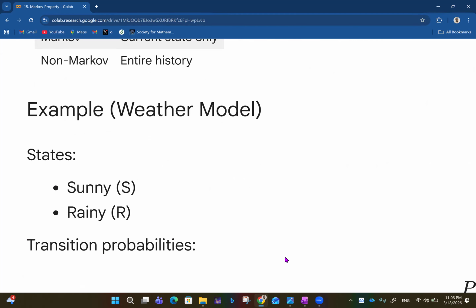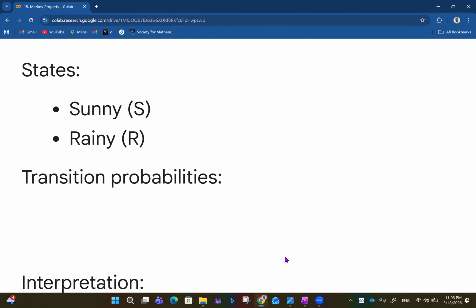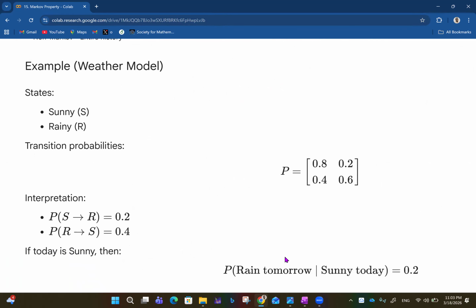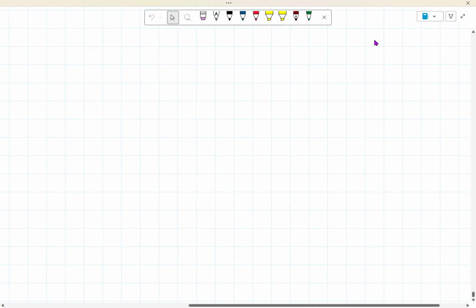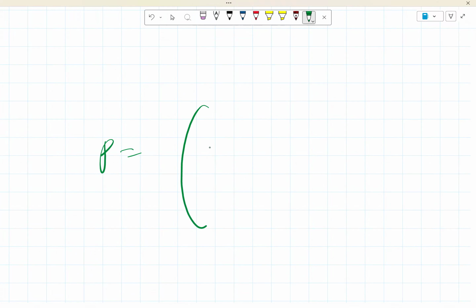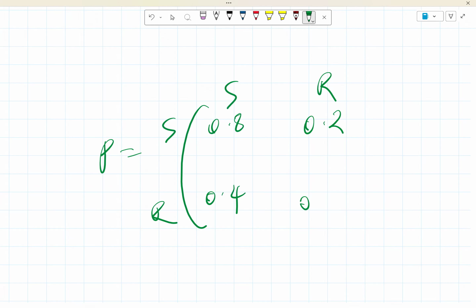For example, we have a weather model, and imagine we have two states. It's either sunny S or rainy R, and we have transition probabilities like this: 0.8, 0.2, 0.4, 0.6. So it's like having S and R as states. P now is: this is 0.8, this is 0.4, and for the other column, this is 0.2 and this is 0.6.